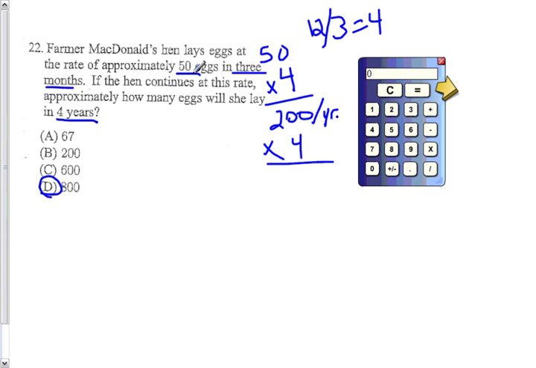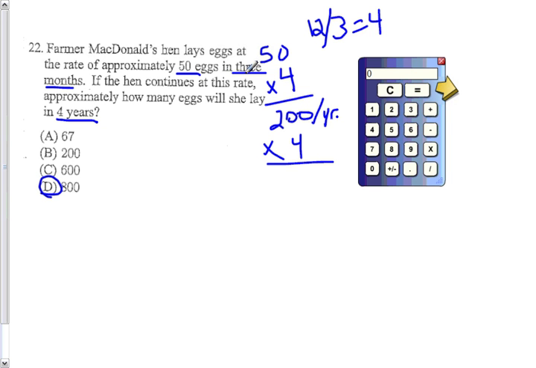200 would have been if you thought 50 eggs in a year times 4 years, that's 200. 600 would have been if you figured 50 eggs times 3, where we did times 4. If you did 50 times 3, which would be 150, and 150 times 4 would be 600.